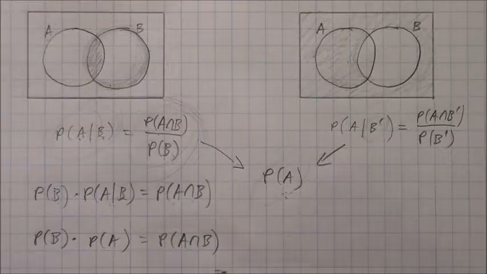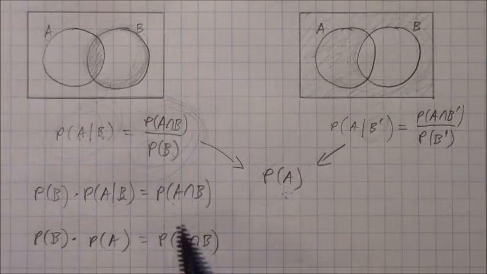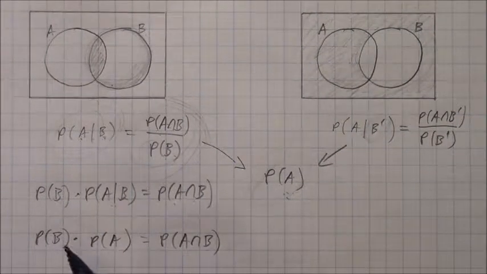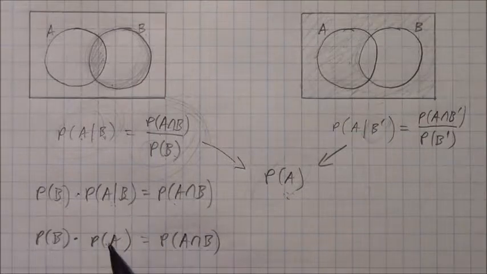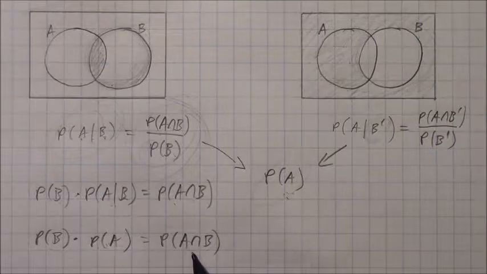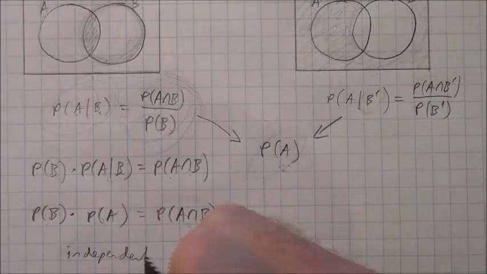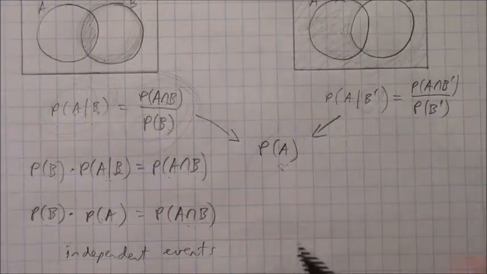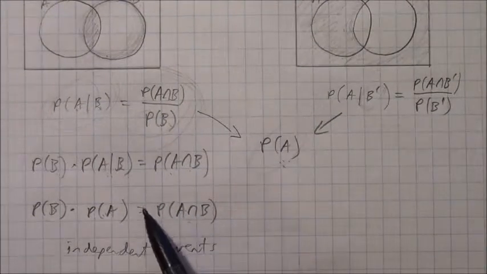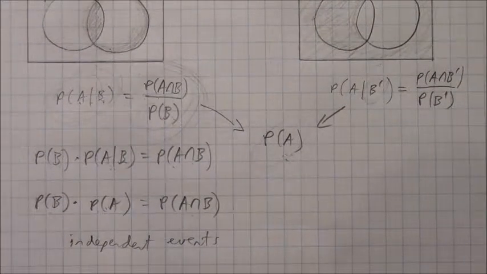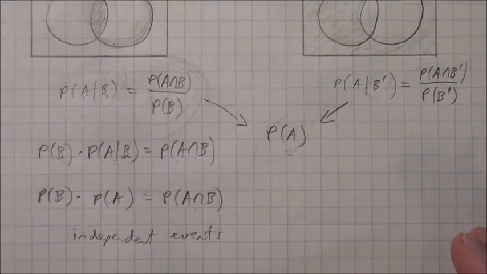If we're given perhaps the intersection and we're given the individual probabilities, we can now take these two probabilities, multiply them together, and check to see if they do equal the probability of the intersection. And if that is the case, then we've got independent events. If this does not equal each other, then the events are not independent. Therefore, they would be dependent.